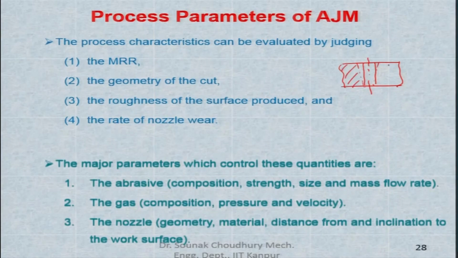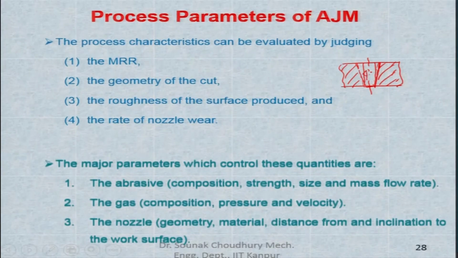Let us say this is the workpiece and we have to make that hole, and as per directive it has to be absolutely straight. But sometimes we can see that it can have a tapering. So, this will actually define the process characteristics: the roughness of the surface produced inside the hole, what will be the roughness here.